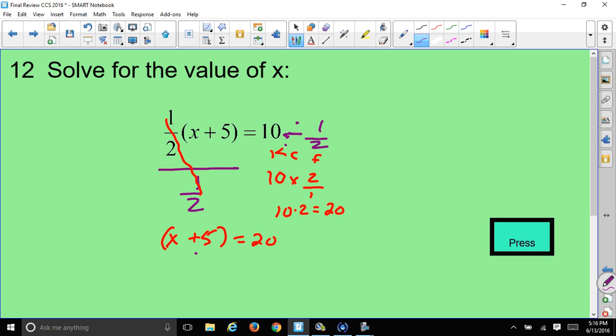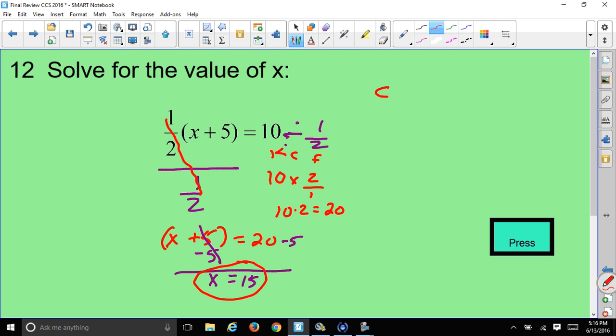So let's do a little transposing there. Minus 5 from both sides. What that does is cancel out the 5, leaving us with just the x. And we have 20 minus 5 equals 15. So the missing number we were looking for was 15. So x has got to equal 15.